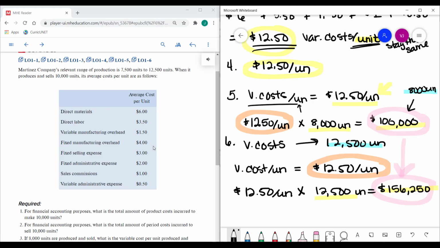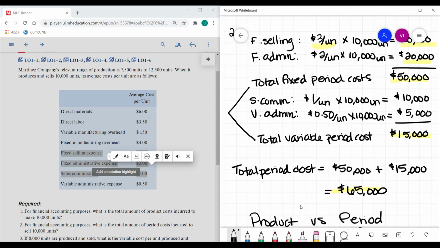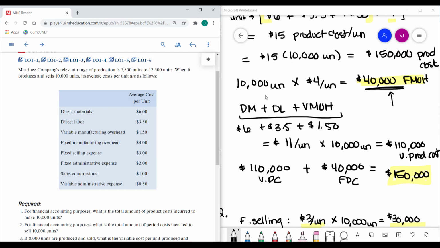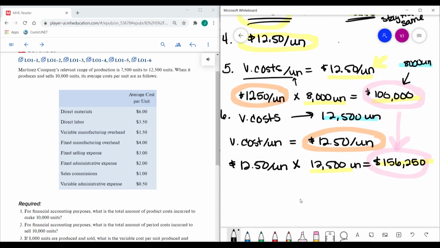So that $4 of fixed overhead per unit, that is only applicable to an activity level of how much? 10,000 units. So that's why in the beginning here, we converted that $4 to figure out, okay, what's the actual total fixed overhead each period? And we found that to be $40,000. If I scroll back up here to the top, right? Where we took the $4 per unit, multiplied it by the level of activity that it's applicable to, and found that, okay, at every period, then the fixed overhead is really $40,000 overall. Okay, so we can redo that calculation down here.